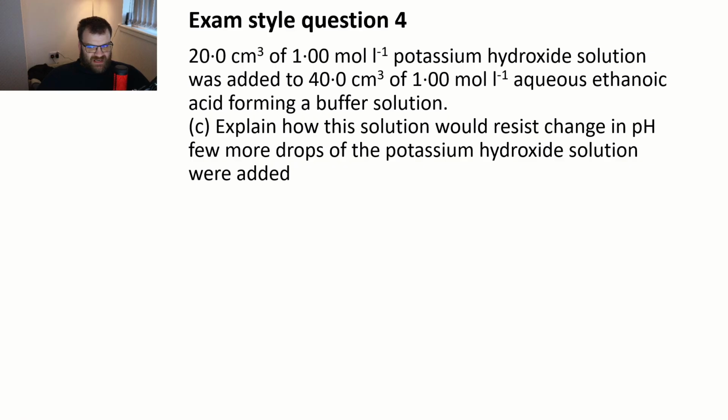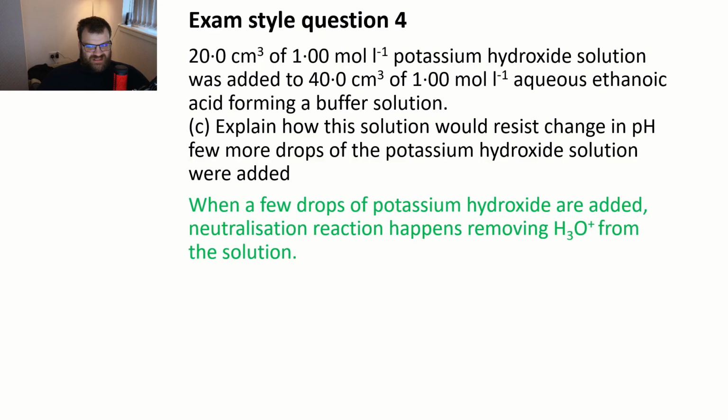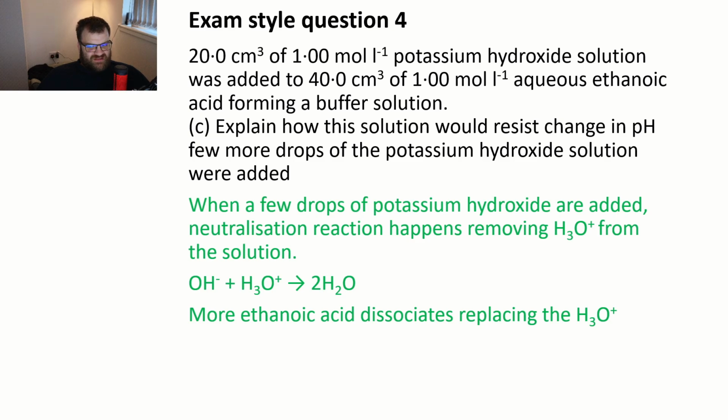And in this question, we're asked how it would work and why would it resist a change if more alkali was added. Well, when a few drops of the hydroxide is added, that's going to remove H3O positive from the solution in a neutralization. And then what's going to happen is more ethanoic acid dissociates to replace the neutralized hydronium ions for that. And that would keep the pH constant or fairly constant.